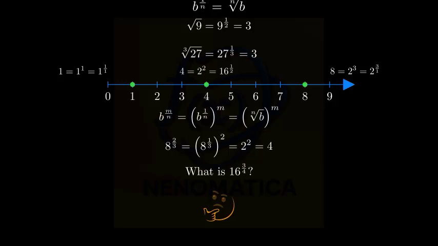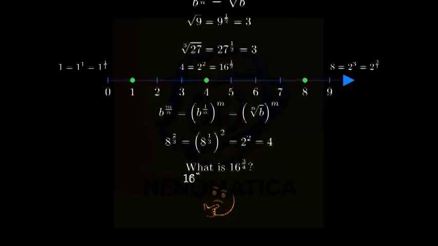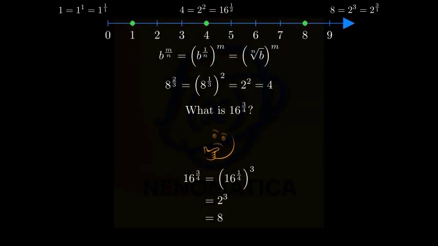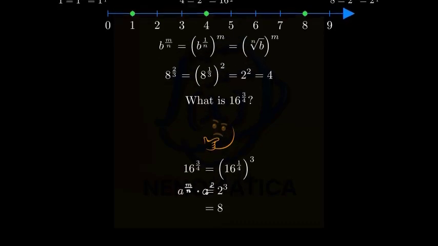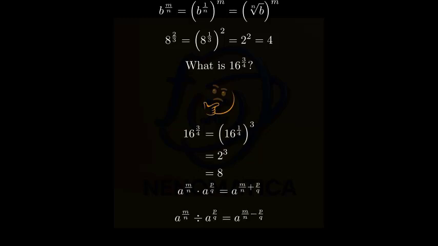The answer is 8. Let's see how we get this. 16 to the power of 3/4 equals the fourth root of 16 cubed. The fourth root of 16 is 2, and 2 cubed is 8. Rational exponents follow the same properties as integer exponents. For multiplication, when the bases are the same, we add the exponents. For division, when the bases are the same, we subtract the exponents.